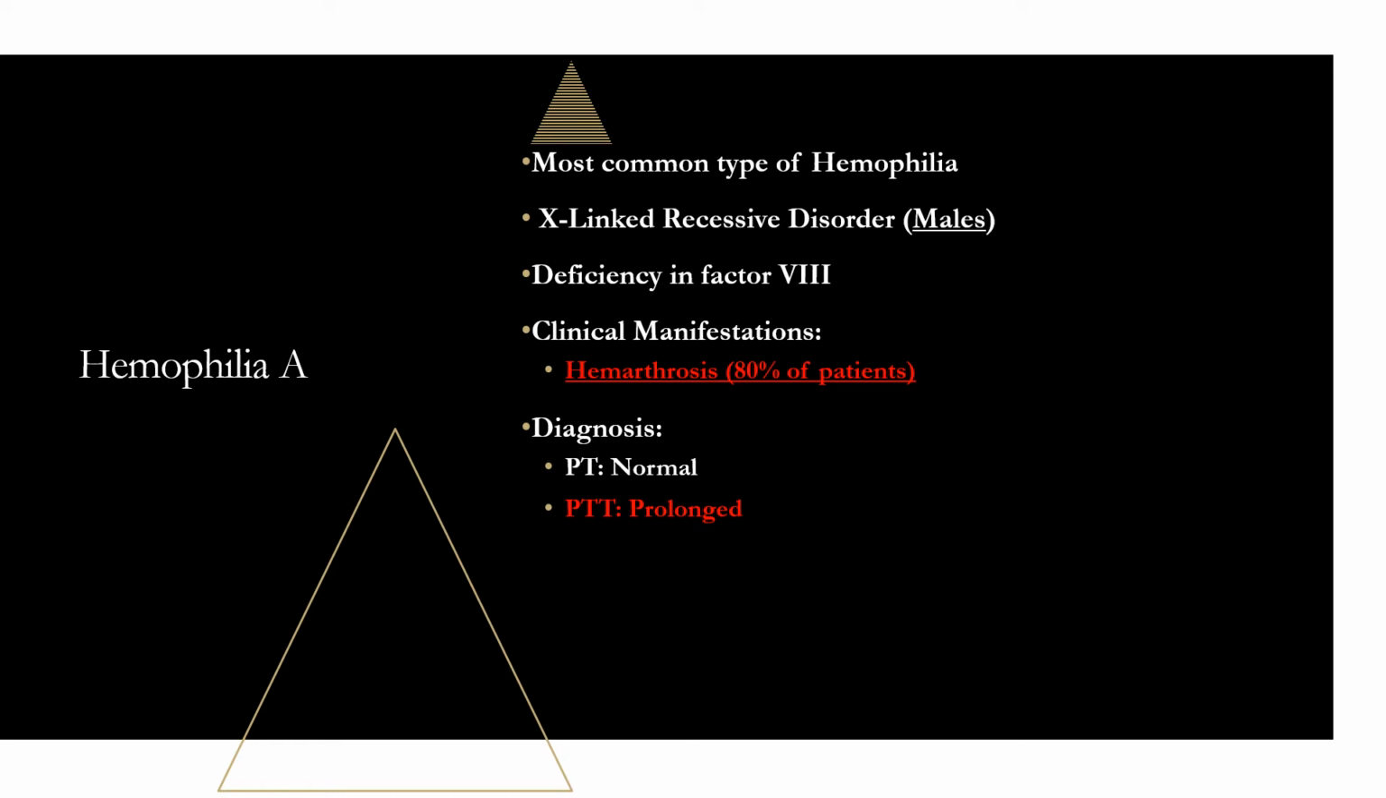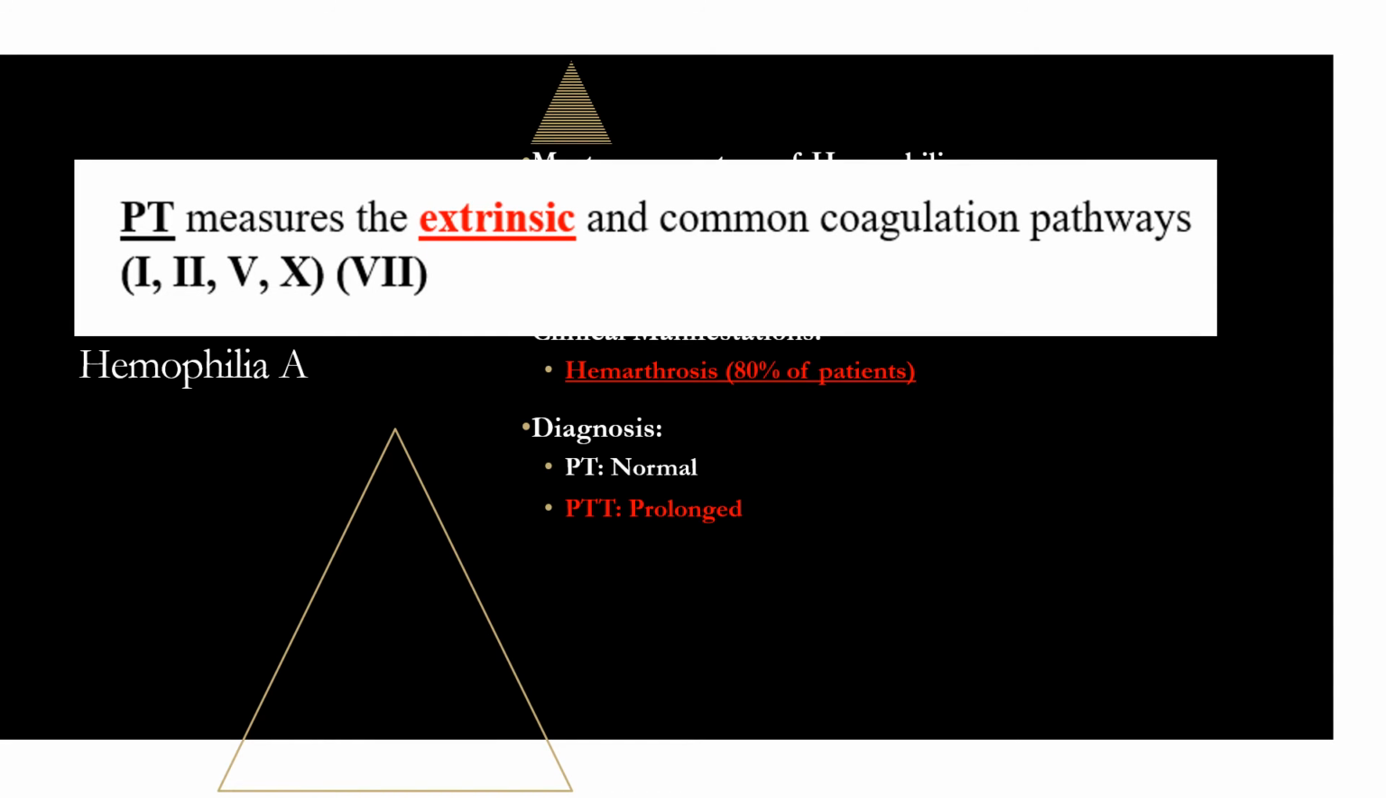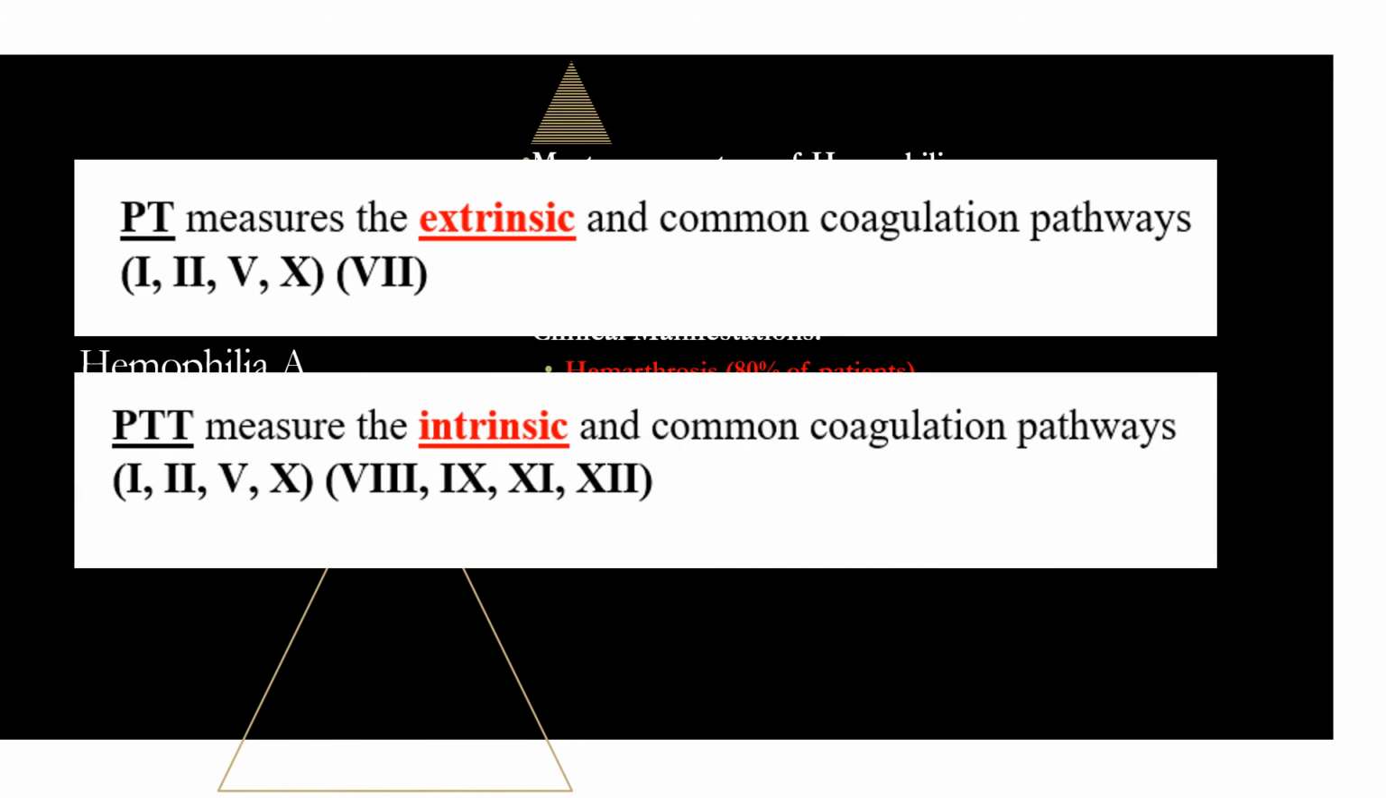To understand it, we have to know what PT measures and what PTT measures. PT measures the extrinsic and common coagulation pathways. So that's going to be factors 1, 2, 5, and 10. And then specifically for the extrinsic part, that's going to be factor 7. So PT measures factors 1, 2, 5, 7, and 10. And then PTT is going to measure the intrinsic and common coagulation pathway. So again, we have the same thing, 1, 2, 5, and 10. They both measure that common coagulation pathway. But the intrinsic part in PTT is what you need to know here. That's going to be factors 8, 9, 11, and 12. What did I say? 8, 9, 11, and 12.